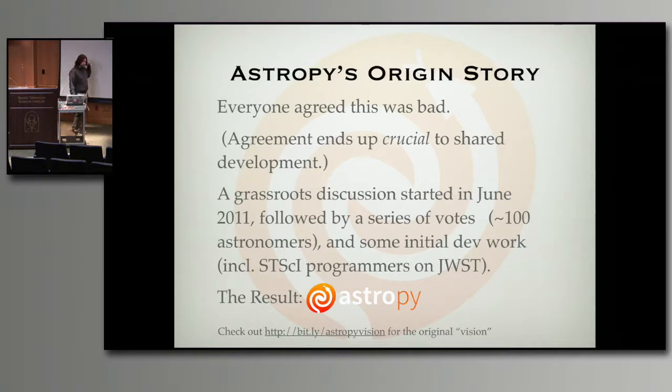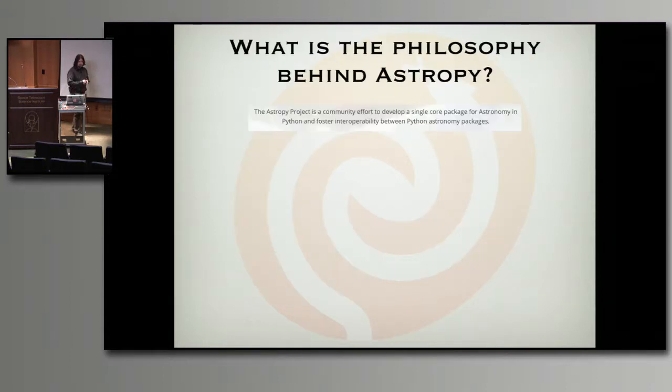All right, but what is it, right? What does this community development model look like? To understand that, you have to understand what's the philosophy behind Astropy's version of the community development model. And it's basically this, right? It's a community effort to develop a single core package for astronomy and foster interoperability. So this means really 2 different things, right? This community piece, it turns out, ends up meaning 2 very different but very important things. It means it has to be both by the community and for the community.